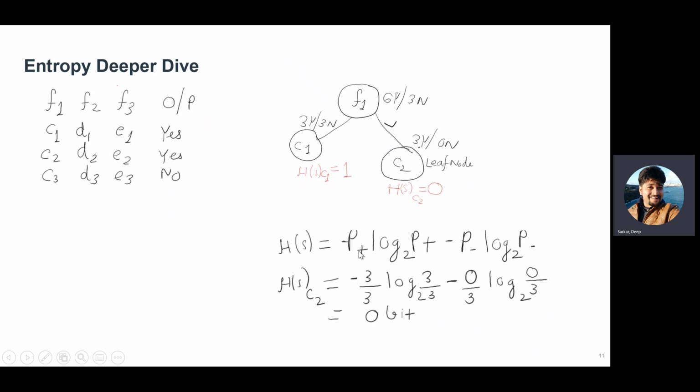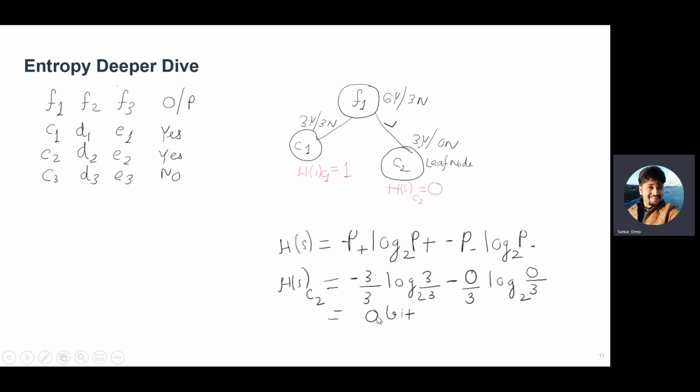Now let's try to put this for C2. If you recall, p plus is nothing but the probability of yes. So the probability of yes here is nothing but 3 divided by 3. Why 3 divided by 3? There are 3 yes, and the total number of events here is 3. So that's 3 divided by 3 log 2 of 3 divided by 3, minus the probability of no. What would be the probability of no for C2? That's 0 divided by 3 and log to the base 2 of 0 divided by 3. If you calculate this, it will come as 0.